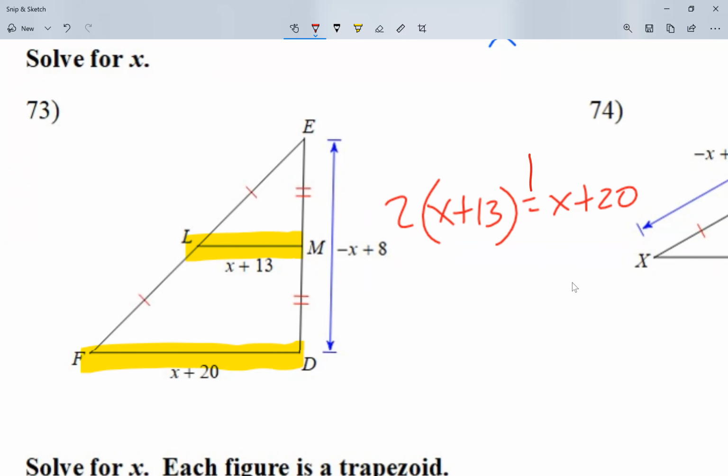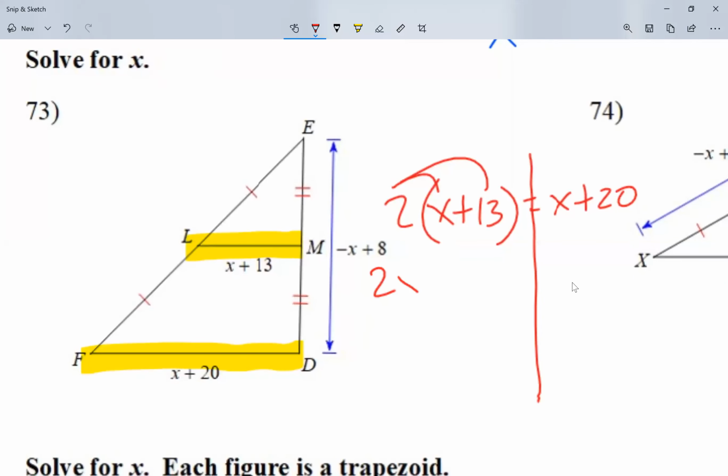Okay, so let's see. I'm going to separate my sides at the equal sign. Let me get rid of parentheses. Let me distribute the 2. So that's going to give me 2x plus 26 equals 1x plus 20.